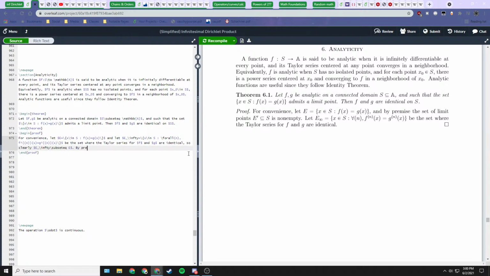Okay. For the premise, the set of accumulation points E prime, a subset of S, is non-empty. Actually, we can say, since both F and G are continuous, E prime, the set of accumulation points, is a subset of E and is non-empty.